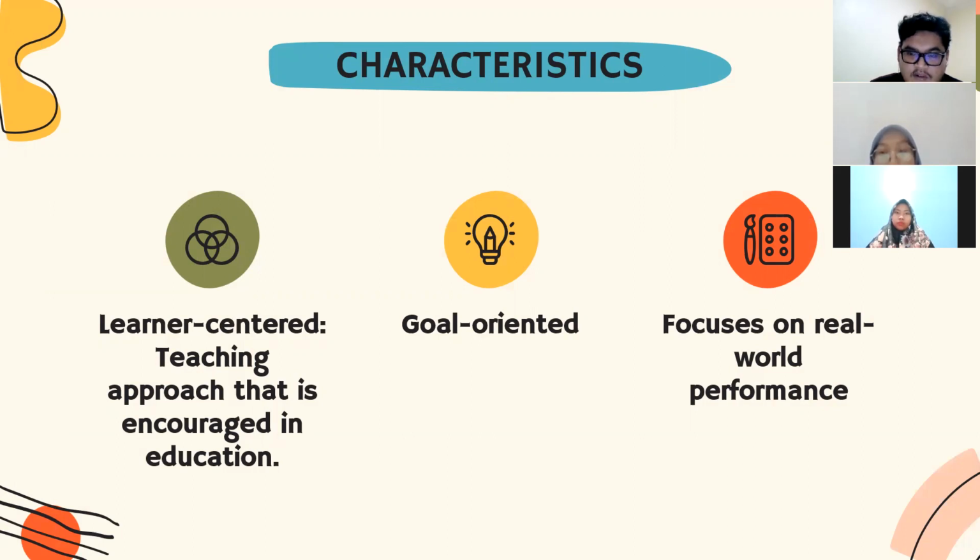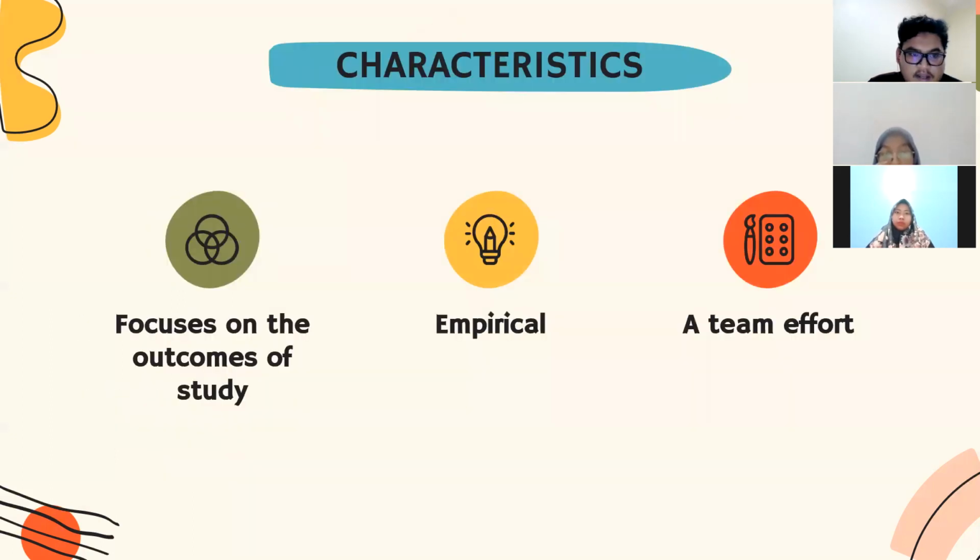The third one is focuses on real world performance. It means that they should be active in learning activities. The next one is focuses on the outcomes of studies. The next one is empirical. Empirical means it uses practice and experiments, not only learning theory. The last one is a team effort, in order to create a successful design that can be used by students.